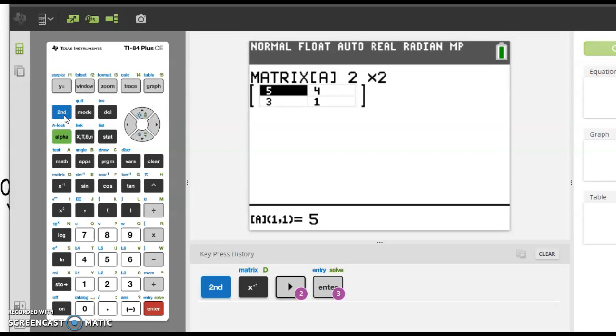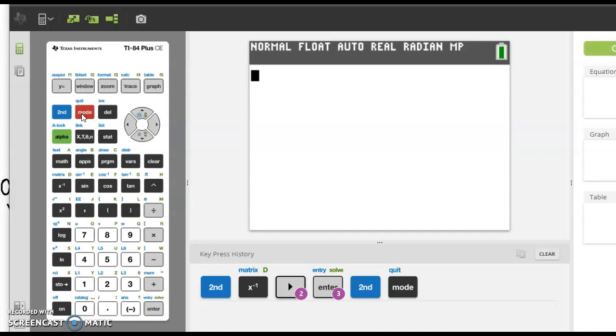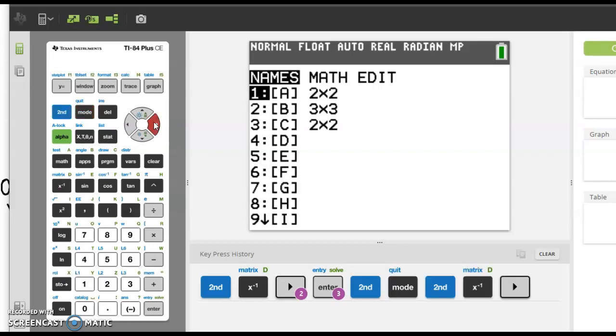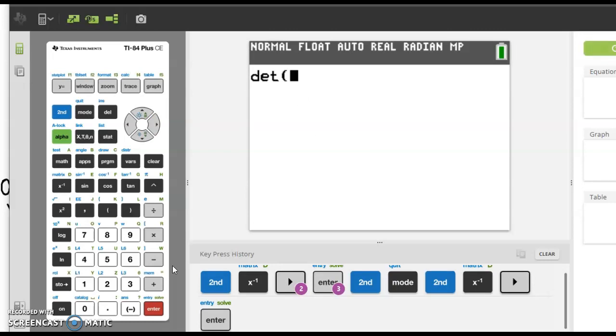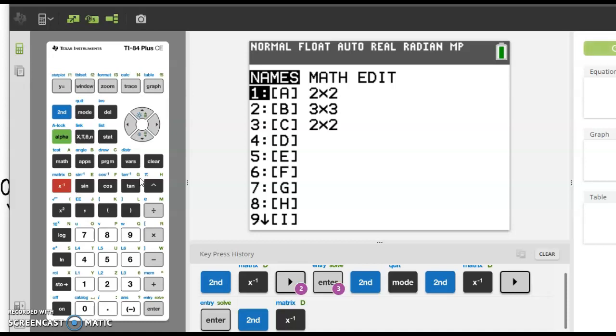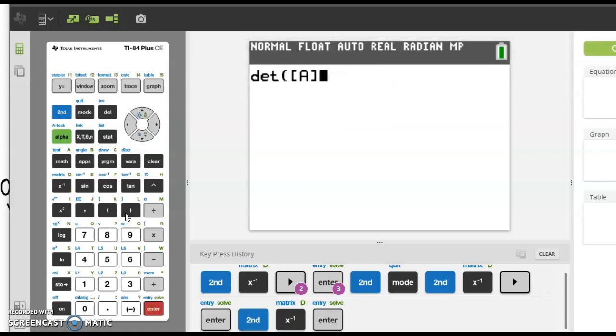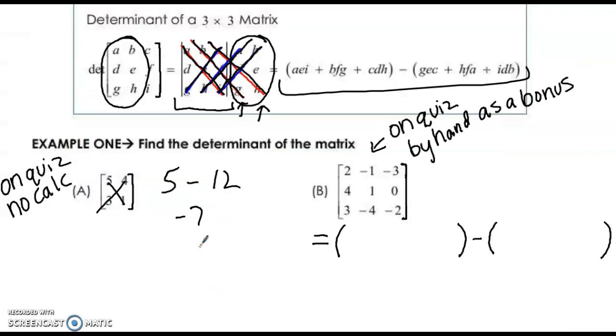Okay, so then you go back to the home screen. You say, all right, calculator, I want you to find the determinant of the matrix A. Well, now we go back to matrix, and we go over to math, because we're doing math now, and we're finding the determinant, which is option number 1. Finding the determinant of, and we have to tell the calculator which matrix we want to find the determinant of. In this case, we've already entered those values in for A. So we say, all right, we want the name. The name of the matrix is A. So we're entering determinant of matrix A. We press enter, and it gives it to us. And that is exactly what we found by hand.